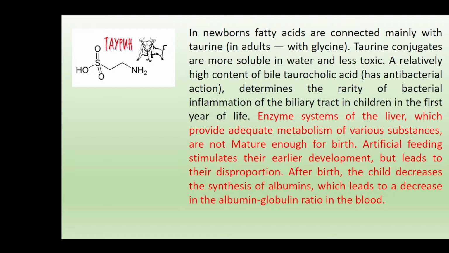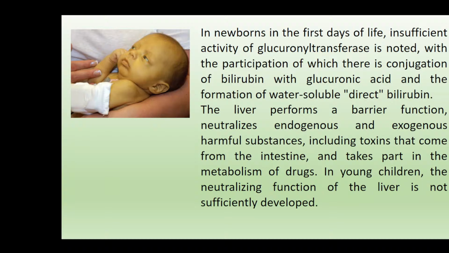Enzyme systems of the liver, which provide adequate metabolism of various substances, are not mature enough at birth. Artificial feeding stimulates their early development, but leads to their disproportion. After birth, the child's level of albumins decreases, which leads to a decrease in the albumin-globulin ratio in blood.